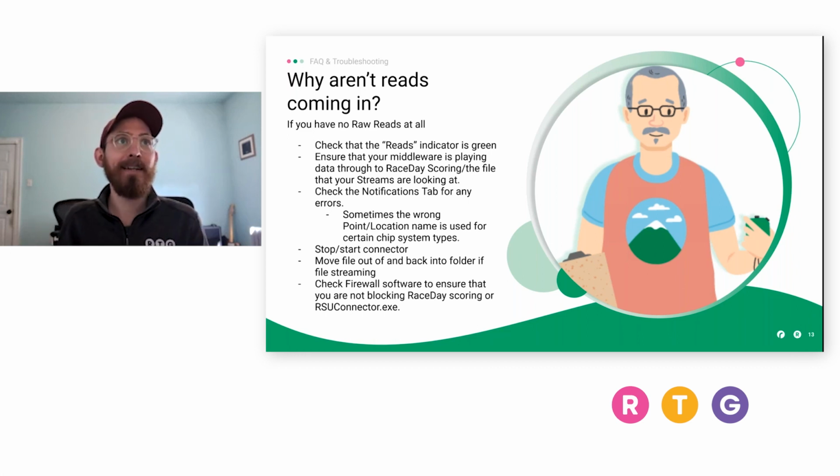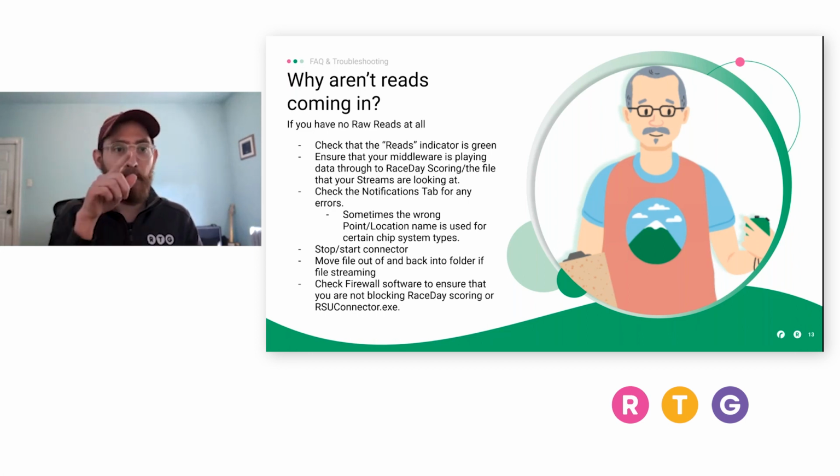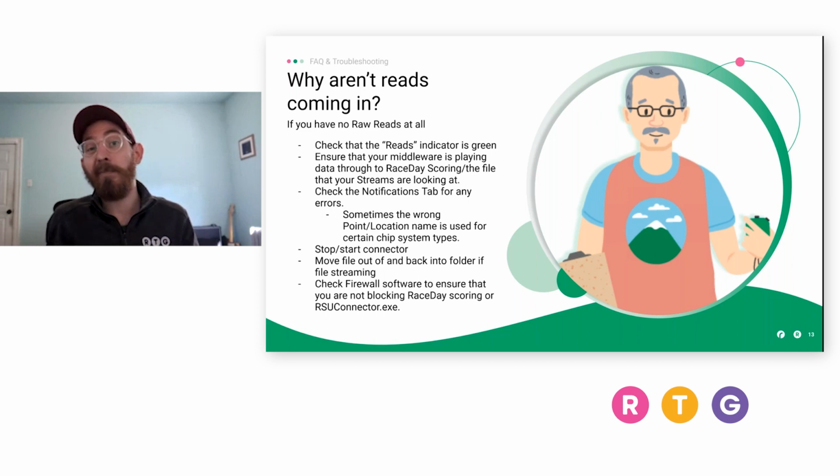The second one, ensure that your middleware is playing data through to RaceDay scoring if you're using direct, or that the file is being sent to automatically that your streams are looking at. This is obviously specific to the chip system that you're using, but with MyLapse, you have to click play on the little files and timing and scoring. Similarly with ChronoTrack, and all of them are a little bit different, but that's just something to double check with your specific system, make sure that things are passing through.